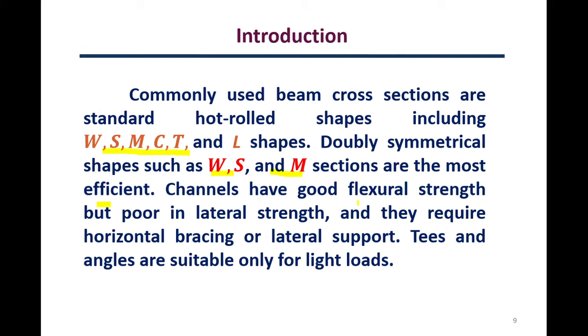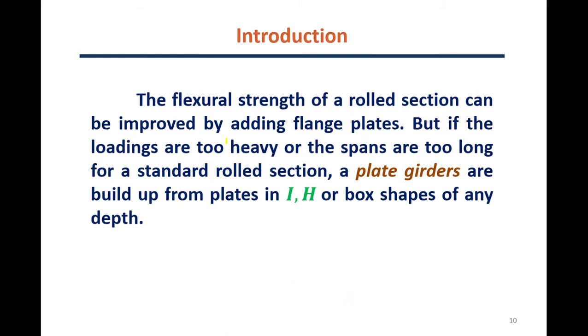Channels have good flexural strength but poor lateral strength, and they require horizontal bracing or lateral supports. T's and angles are suitable only for light loads. The flexural strength of a rolled section can be improved by adding flange plates. But if the loadings are too heavy or the spans are too long for a standard rolled section, plate girders are built up from plates in I, H, or box shapes and any depth.